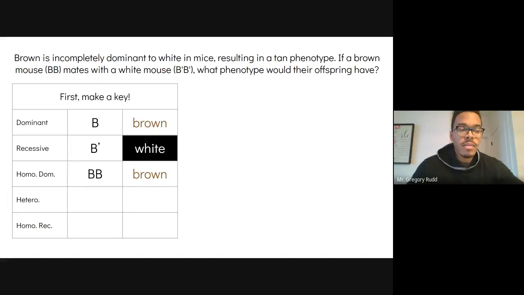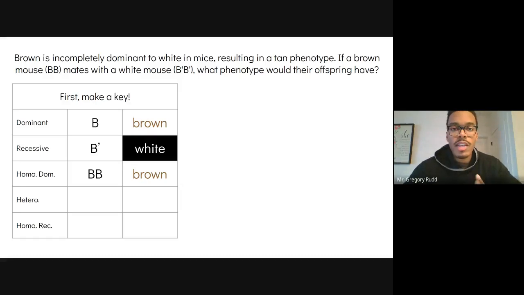Thank you, thank you, thank you. Brianna, be careful. Look at your key. What does the recessive allele look like? Rudy, you have the right answer. The recessive allele is a B prime. It's a capital B followed by an apostrophe.